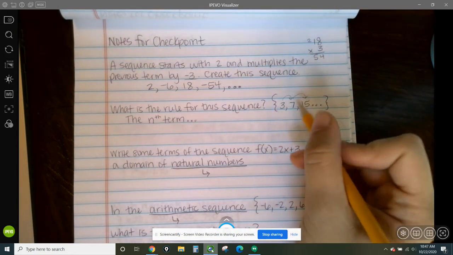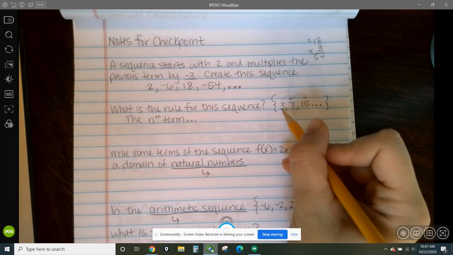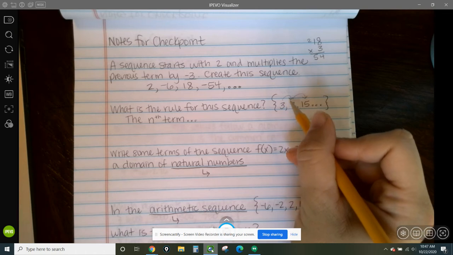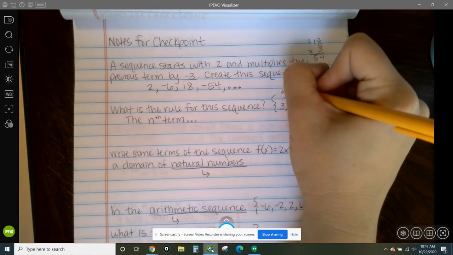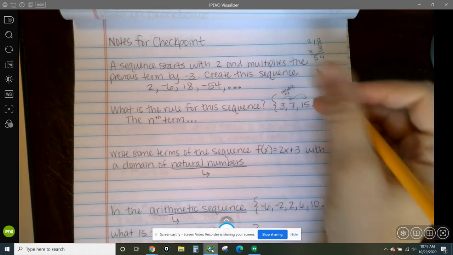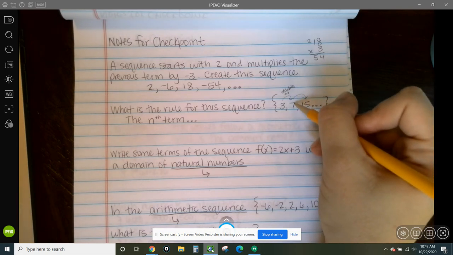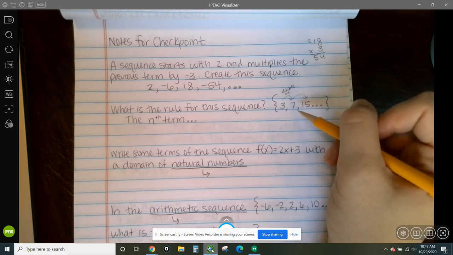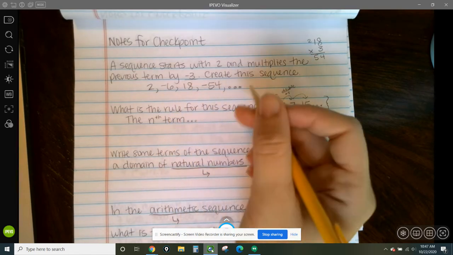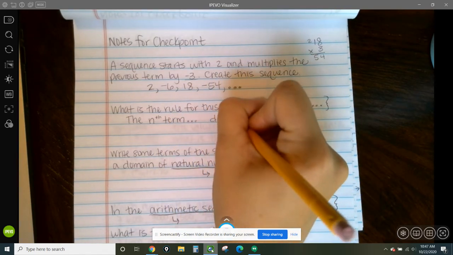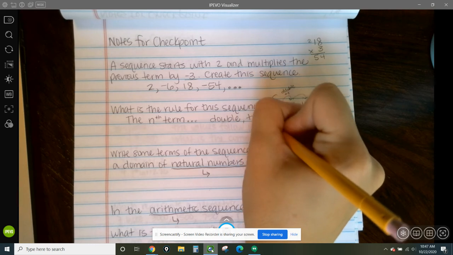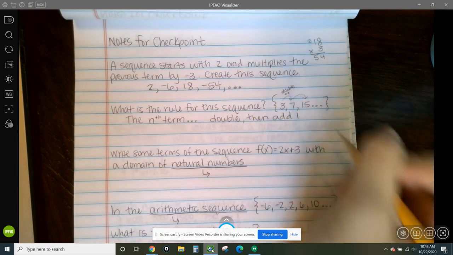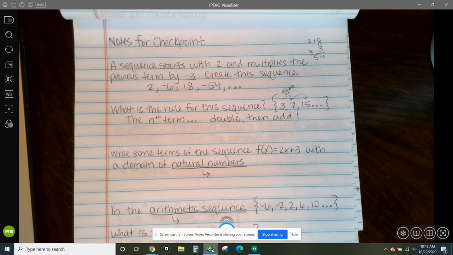What else could I do? What if I doubled 3 and I get 6? So if I double it, I get 6, I'd have to add 1. So let's try double and then plus 1. Does that work from 7 to 15? If I double 7, I get 14, plus 1 is 15. Yay! So it looks like that's the rule, doubling it and adding 1. So for the nth term, I'm going to write: double, then add 1. That would be the rule for this sequence.